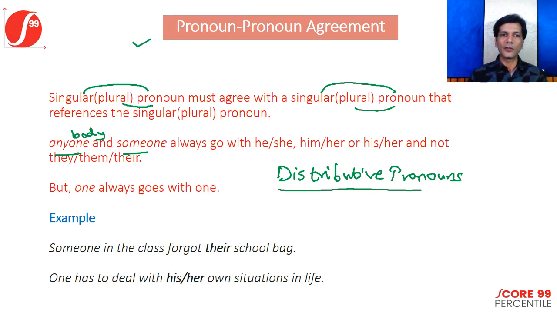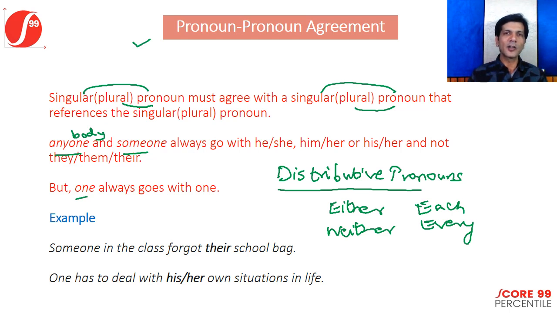Likewise, you can have one. So anyone, someone, no one, or anybody, somebody, nobody. Or you can also talk about either, neither. So all these pronouns are what are known as distributive pronouns. You can also talk about each, every. So everybody, each one person, and things like that. So all these are distributive pronouns.